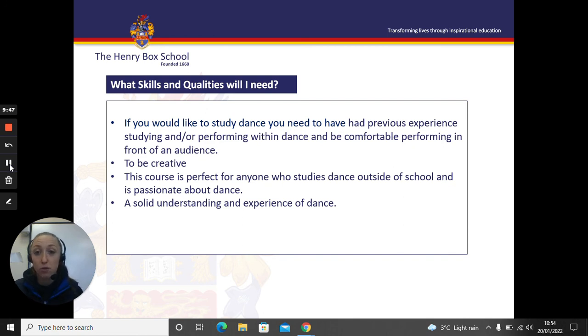This course is perfect for anyone, as I said earlier, that studies dance outside of school and is passionate about dance. And just recapping on all of the other points, a solid understanding and experience of dance is required, because we're going to be moving through the course practically and theoretically. So it's important that you've got that base of understanding of dance in the first place.